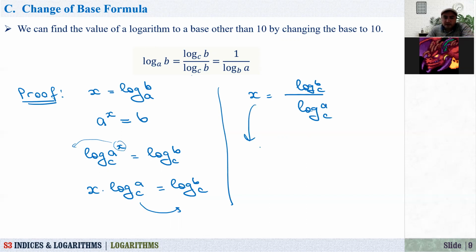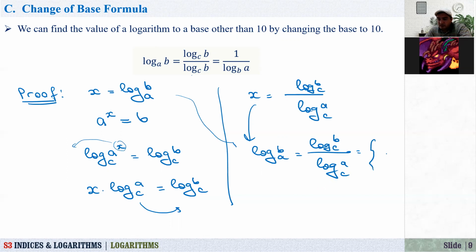So what is our x? Our x is just that, equal to logarithm of b to the base a. On the right-hand side, we have logarithm of b to the base c and logarithm of a to the base c. Now, just a special condition: how about if b is equal to c? At the time, logarithm of b to the base b will be just 1. In the denominator, we have logarithm of a to the base b, because b is equal to c. This is how we change the base of logarithm.